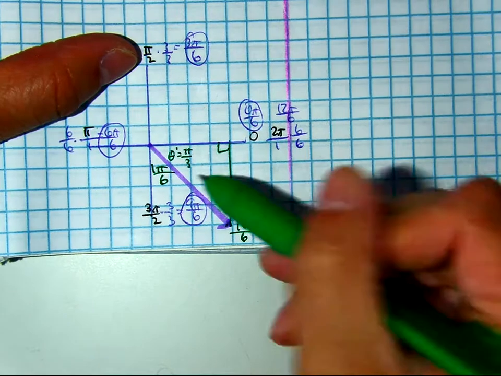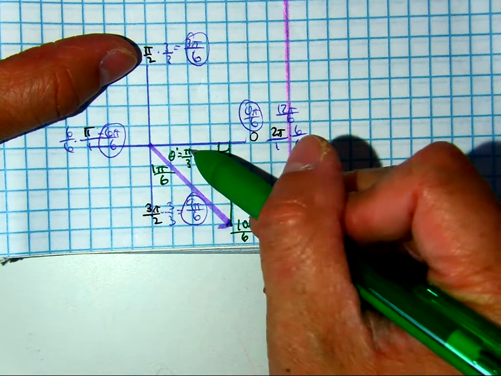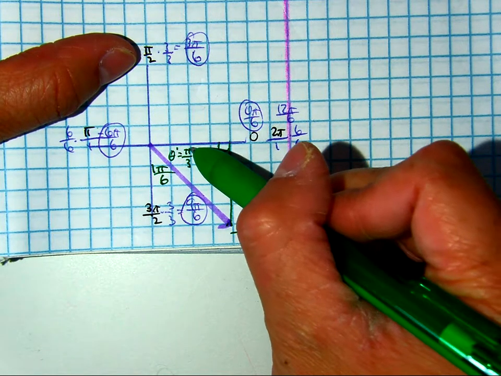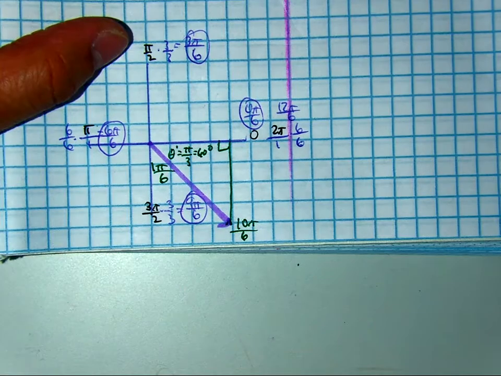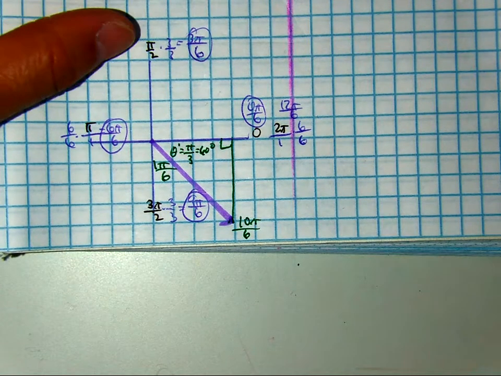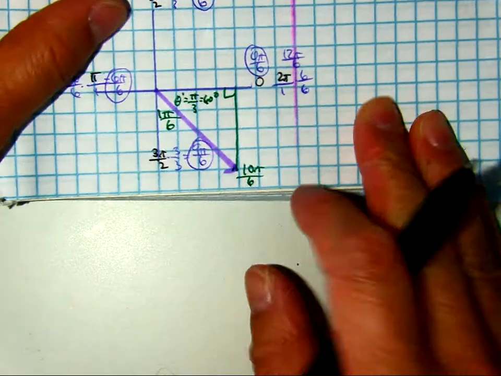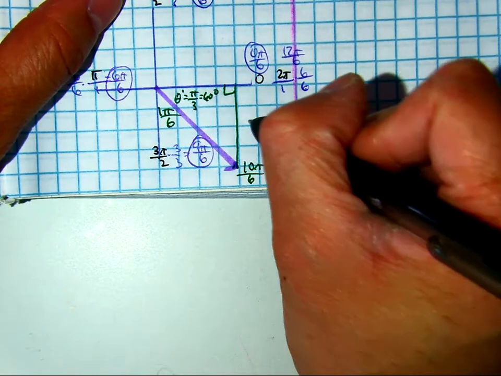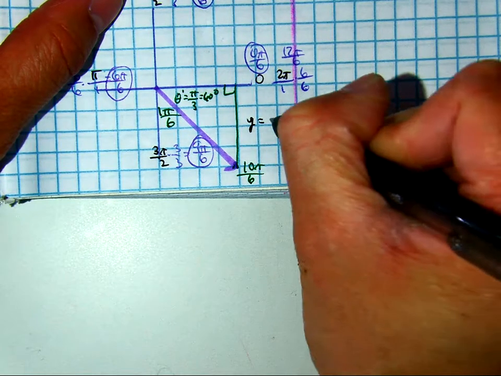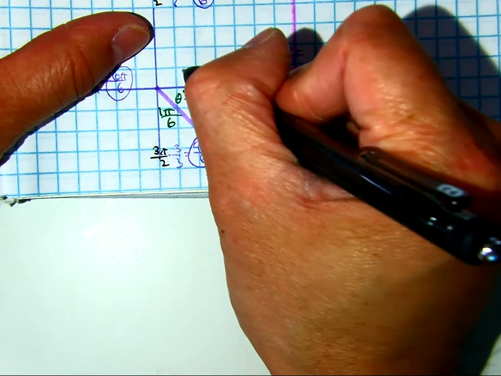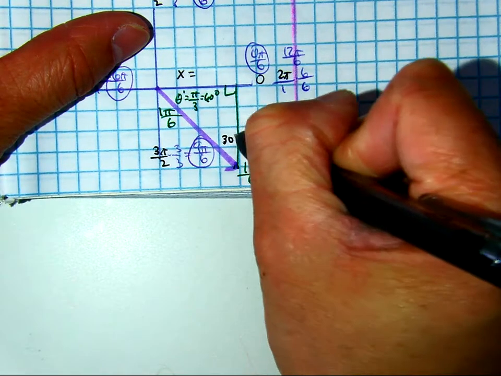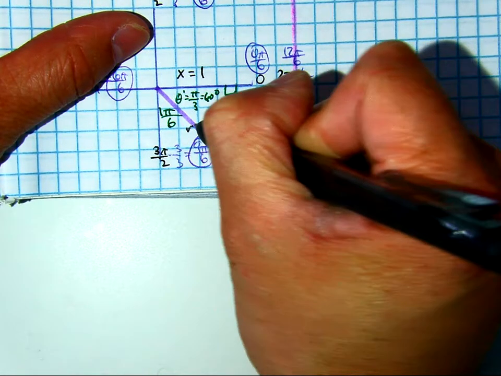Class, pi is how many degrees? And 180 divided by 3 is? So I have a 30-60-90 triangle. Class, always across the 60 is? Negative radical 3 in this case because it's going down. Your x value? And your r value is 2.